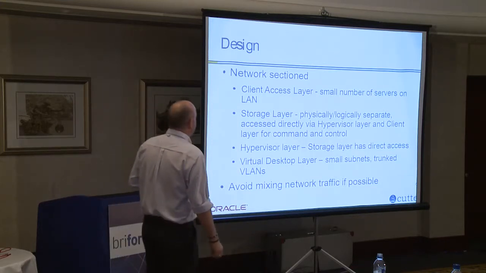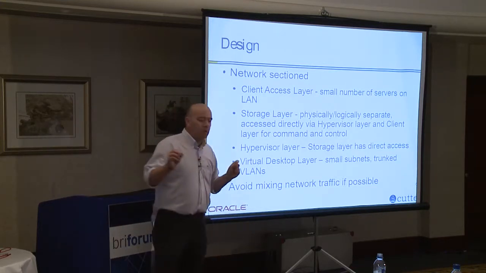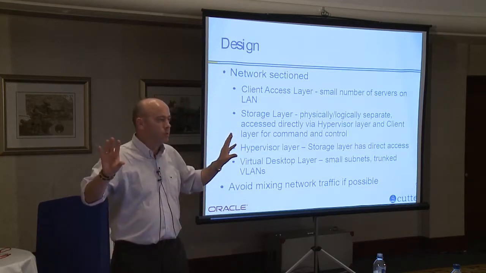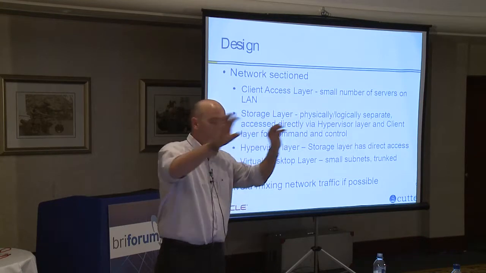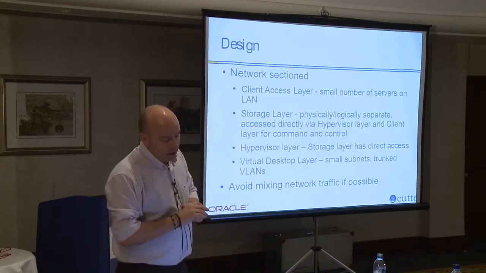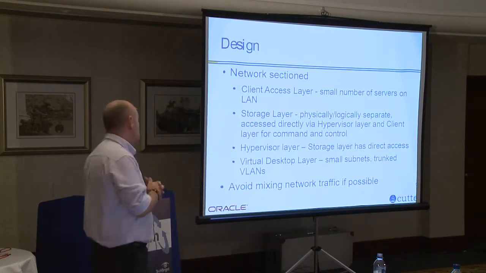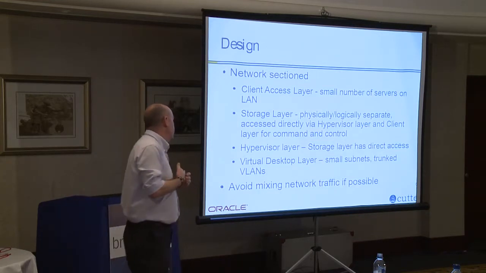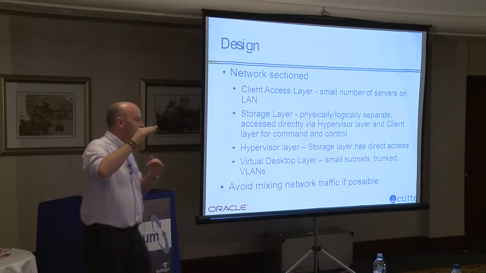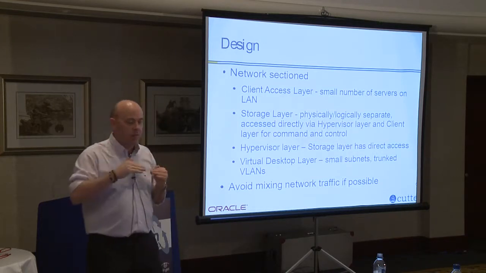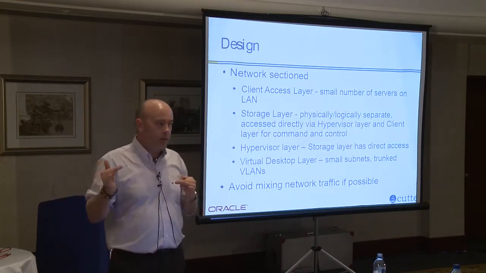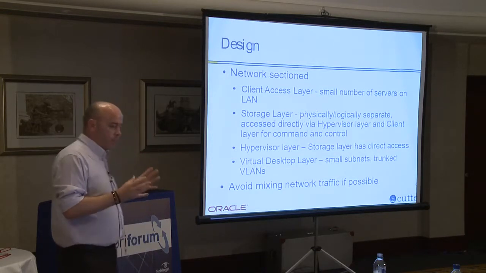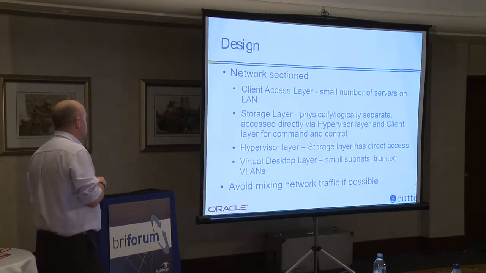So we've got a client access layer. Exposed to the corporate user LAN, there's a small number of servers. Effectively, it's those broker servers and the SGD server, the gateway servers that are exposed to the corporate LAN, to keep that footprint as small as possible. We've got the storage layer, which is physically and logically separate. It can be accessed directly via the hypervisor, and the client layer will access it for a little bit of command and control. Hypervisor layer, only the storage layer can talk to that side of it.